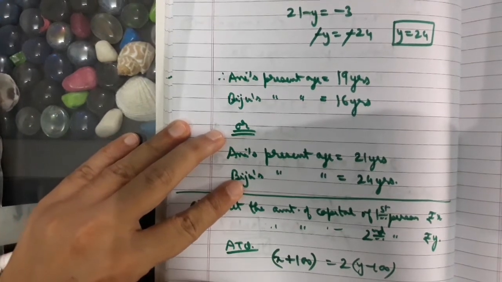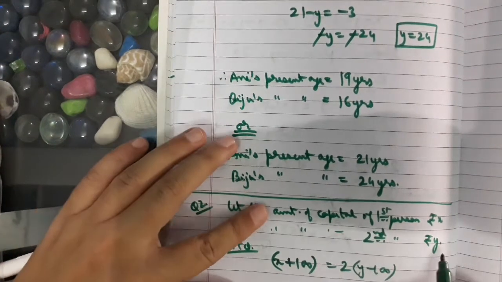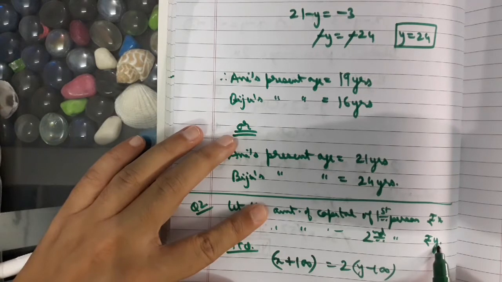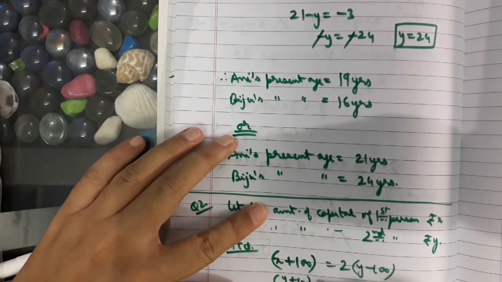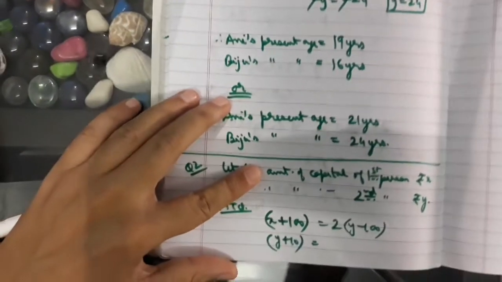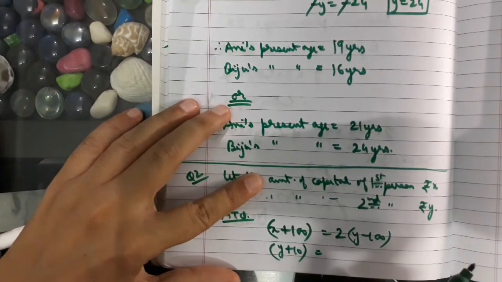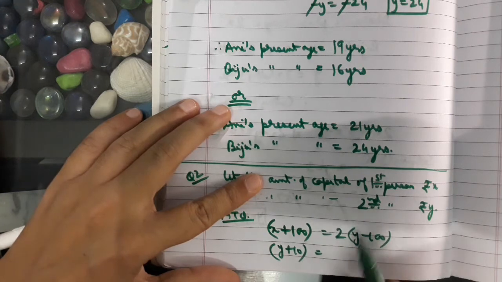Now the second person is saying, if you give me 10, so the second person is getting 10 more rupees. So y plus 10 is equal to, if you give me 10 rupees, then I shall become 6 times as rich as you.